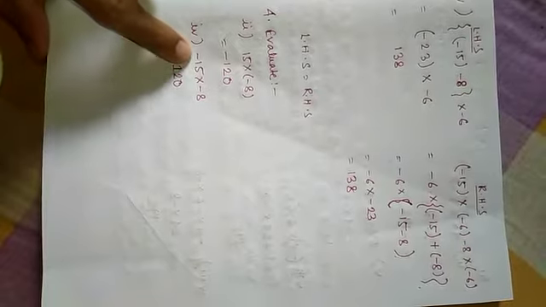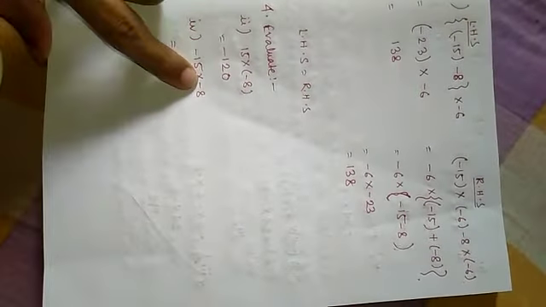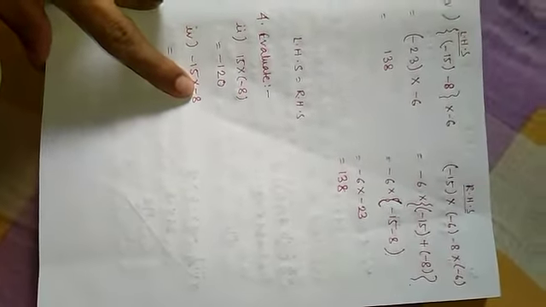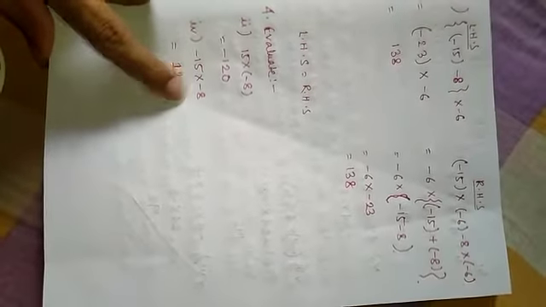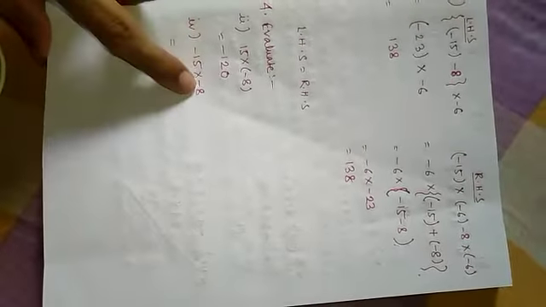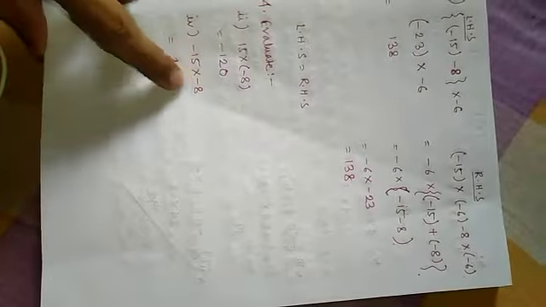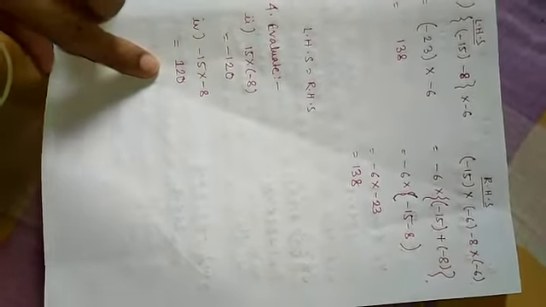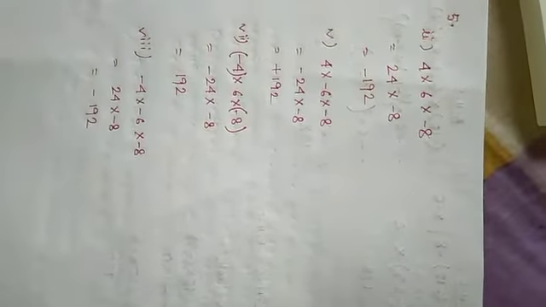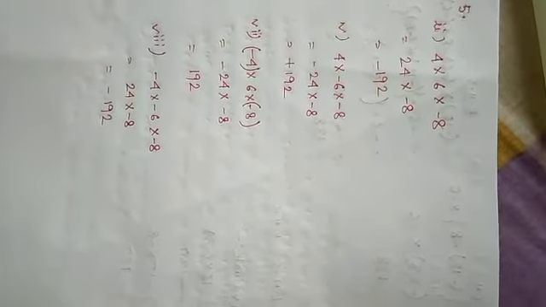Here also minus 15 into minus 8: the product of an even number of negative integers will be positive. So minus into minus, that means plus. So 15 into 8 will be 120. Clear? Now question number 5 is also the same, ultimately.